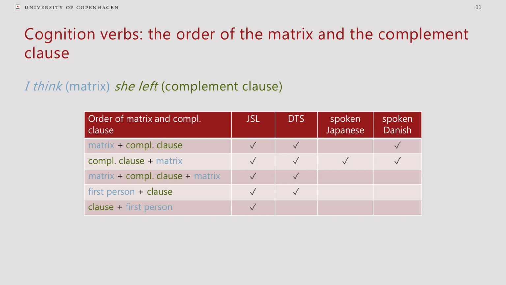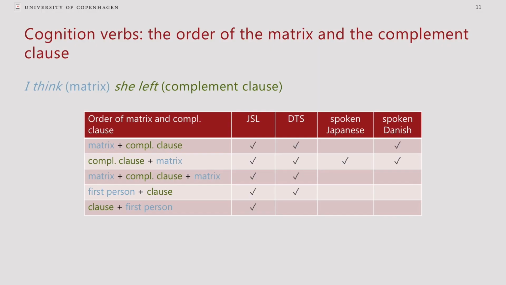It seems that the sign languages, well, no, I'm pretty sure about this. The sign languages are the only languages that can use the matrix both before and after the complement clause in ordinary conversation. You may do that in, for instance, spoken Danish, but the last part would be a sort of afterthought rather than really a matrix clause.